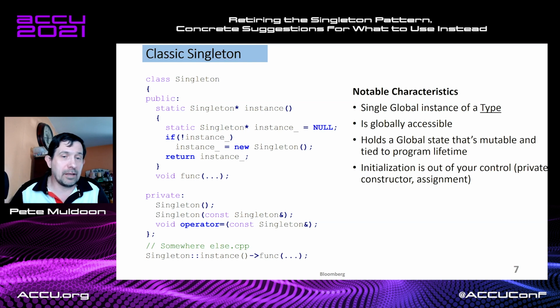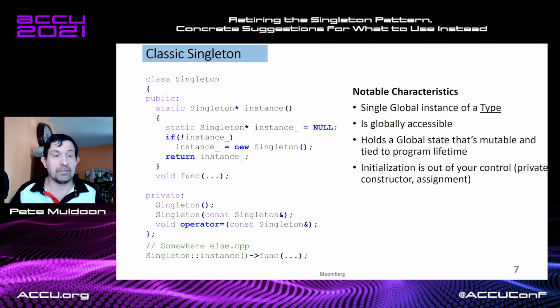You also have global state that's mutable but tied to program lifetime. That means anything that's inside the singleton, indeed any objects that it may create and has inside of it, have lifetime usage. In other words, when I use it in one function and I go use it in another, or I call the same function again, I can get different results because the state is held over. The initialization is out of your control, right?